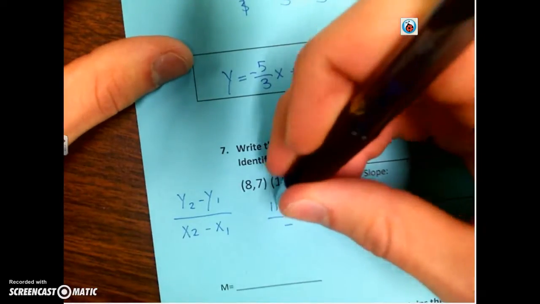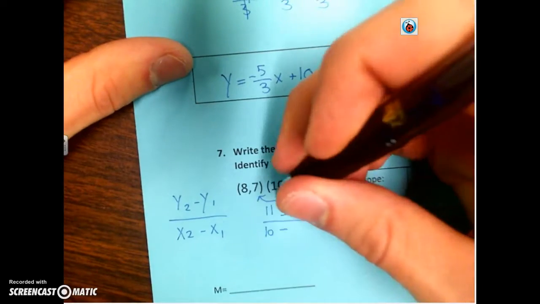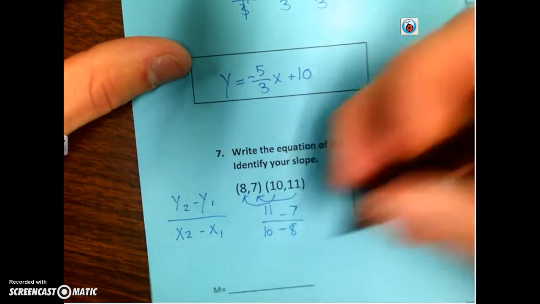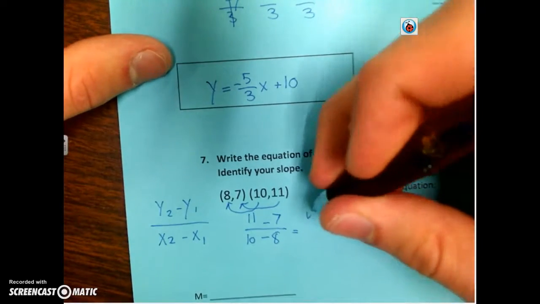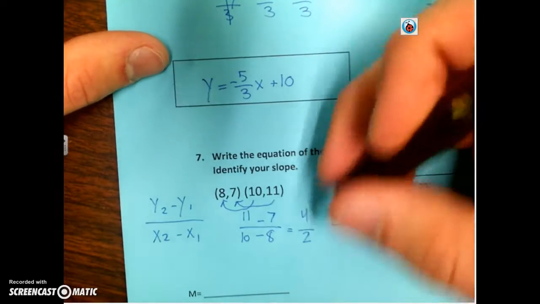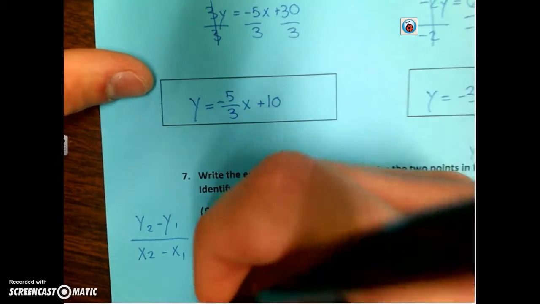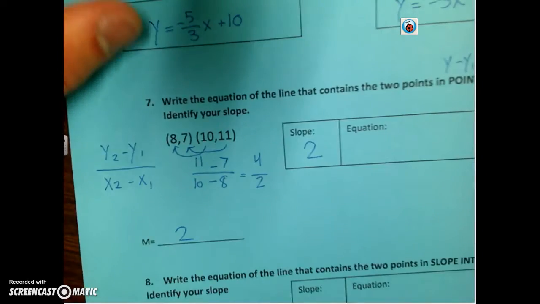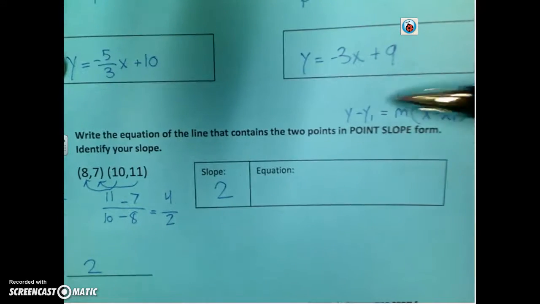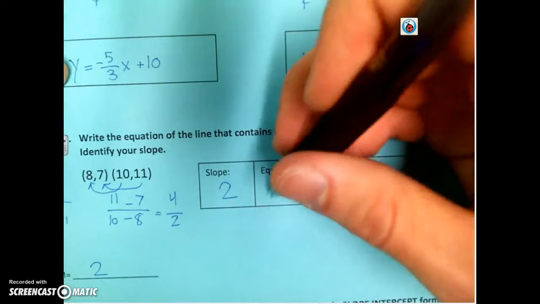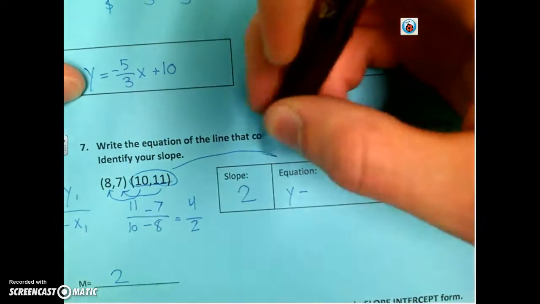All right, so let's get this set up. Here's my y2. Here's my y1. Here's my x2. Here's my x1. All right, and what will we get here? 11 minus 7, that's a 4. 10 minus 8, that's a 2. So simplify here, and my slope is 2. Okay, so now to write our equation, it's just going to be plugging in a y1 and an x1 here. All right, so I've got y minus, and I'll choose this coordinate point. Doesn't matter which one.